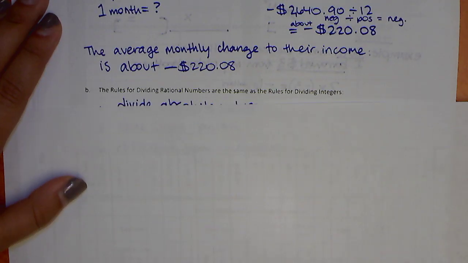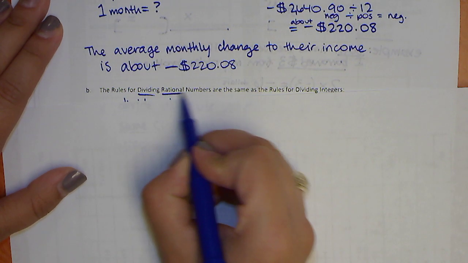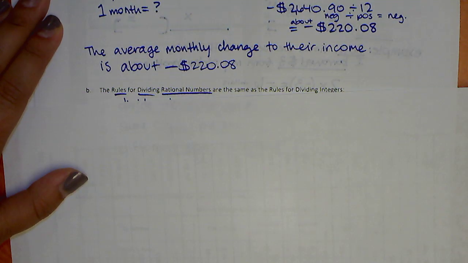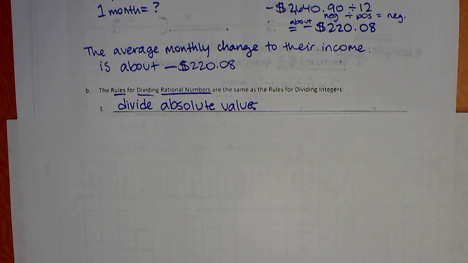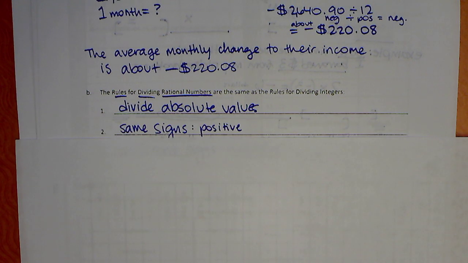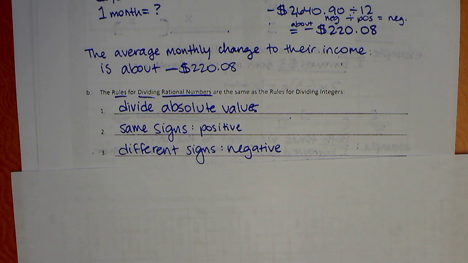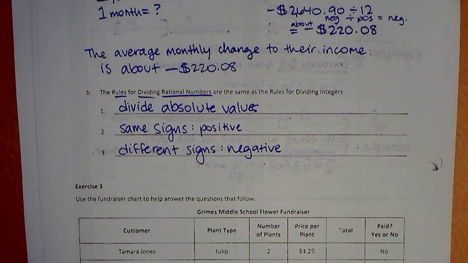Speaking of which, let's go over our rules for dividing rational numbers. Just like multiplying, we should divide the absolute values. Just like multiplying, same signs positive, different signs negative. Now let's move on to exercise 3.